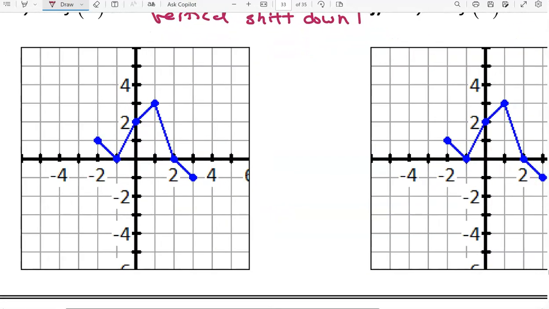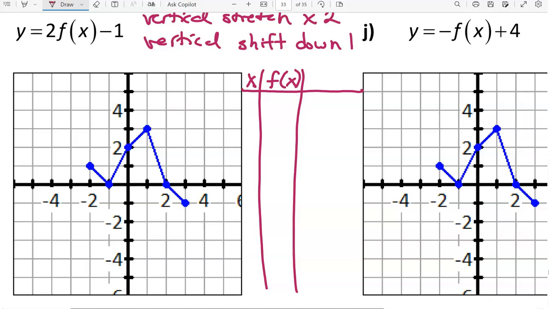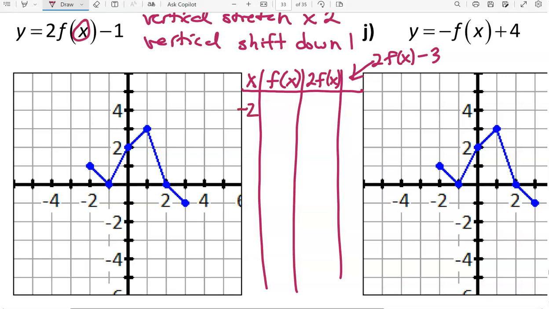And if you want to create a table of values for this, you certainly can. Thinking about order of operations, we are plugging in x values and then taking f of those values and then multiplying those by 2. And then last column here would be 2 times f of x minus 3, subtracting 3 from all of those. Since the input for the function is not changed, the domain can remain the same, which is x values between -2 and +3.